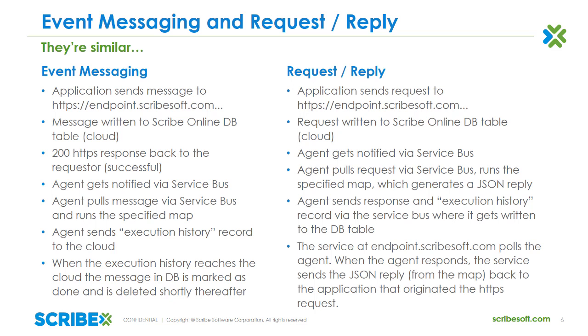Okay, so when we're talking about event maps within Scribe Online, there are two different types. We call them messaging and request reply. Now they're similar, but they're different. In an event map, the application is going to send a message to the endpoint URL, endpoint.scribesoft.com, and we've seen that URL also contains the security information and the information needed to point to a particular map.